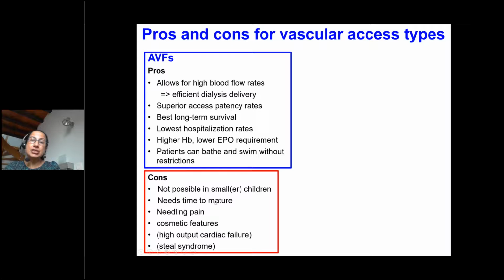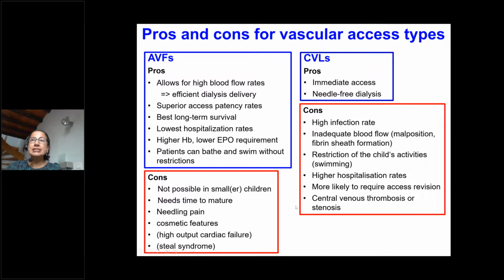The AV fistula needs time to mature. You can't use it for acute dialysis access. There is needling pain, which must be acknowledged, and the child supported with this. There can be cosmetic features surrounding this that must be considered, and you can have high output cardiac failure and steal syndrome, but they're not common.